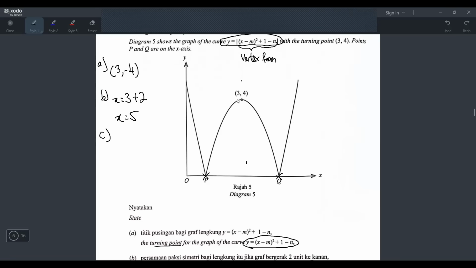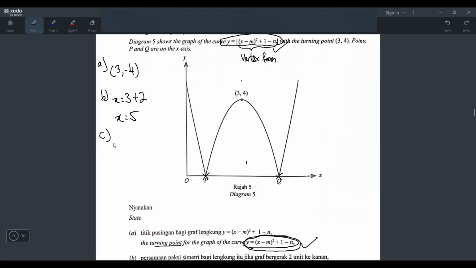Okay, we have the turning point 3, 4, but do we want to use this equation to find mn or this equation to find mn? They're actually the same, right? It's just that one has no modulus. But actually, I would use this one. I feel like it's easier to use this one because there's no modulus. And I also know the turning point for the curve without the modulus is 3, negative 4, right?